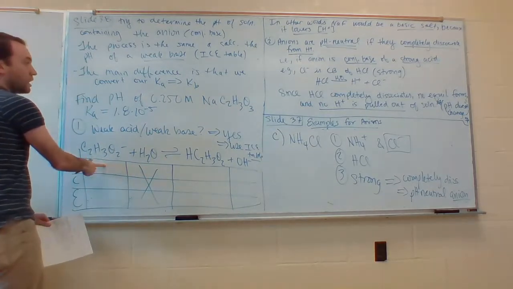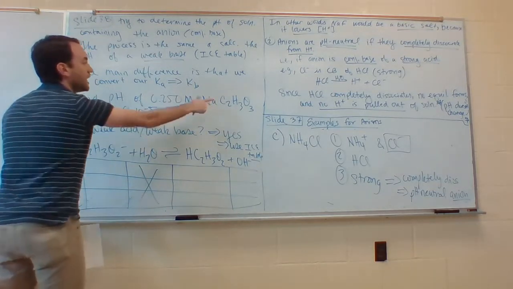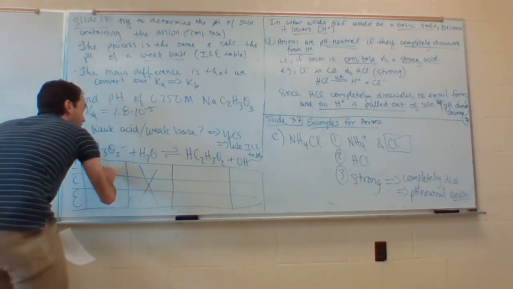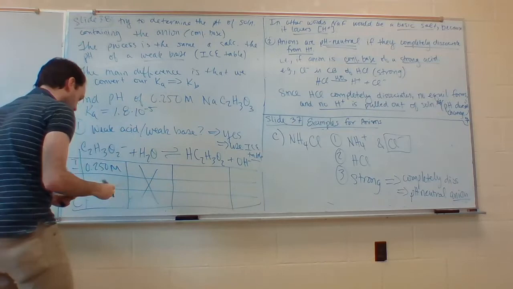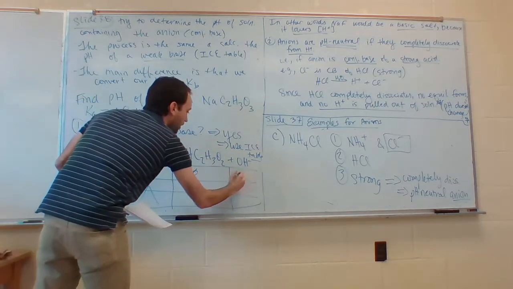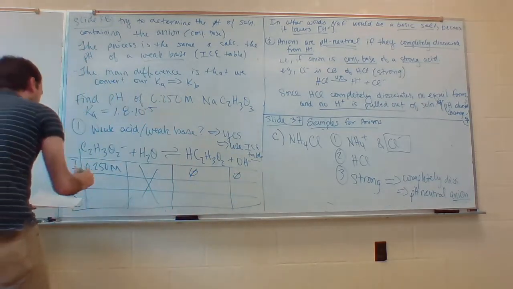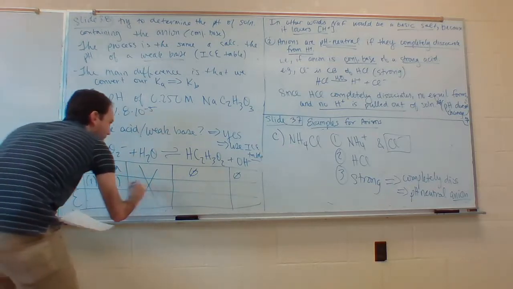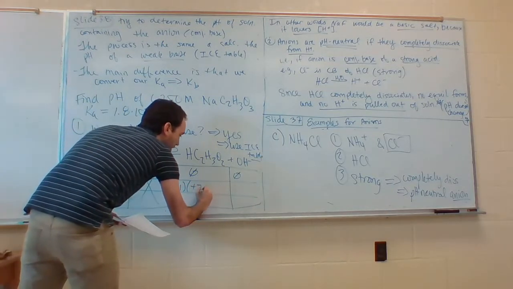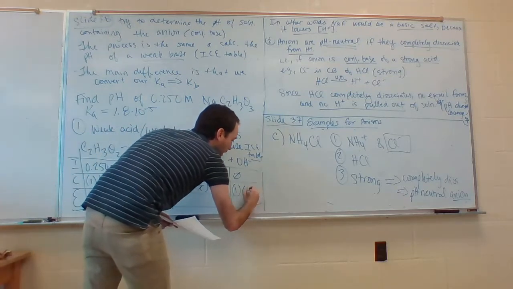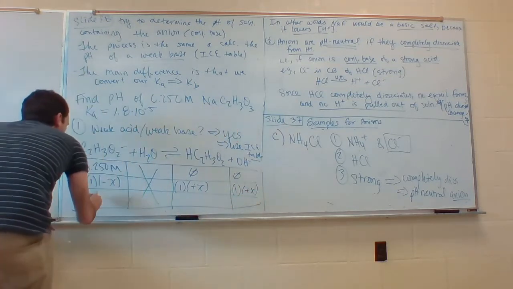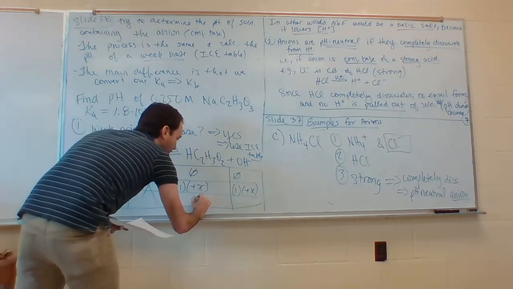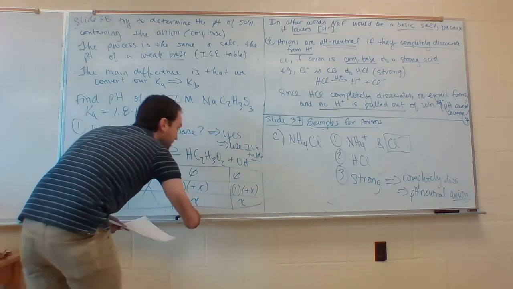We have our initial concentration of the acetate because it's 1 to 1, 0.250 molar. We started out with none of these. Then we have 1 times negative x, 1 times positive x, and 1 times positive x. We add them up, we get 0.25 minus x. We have x and x.